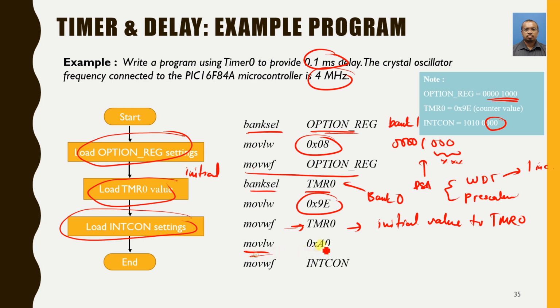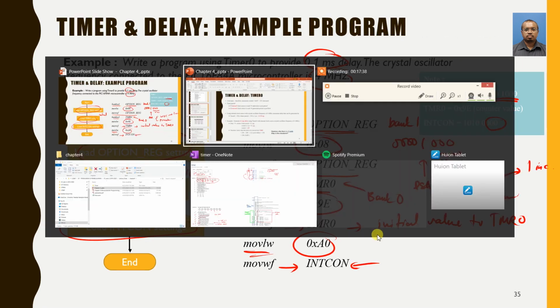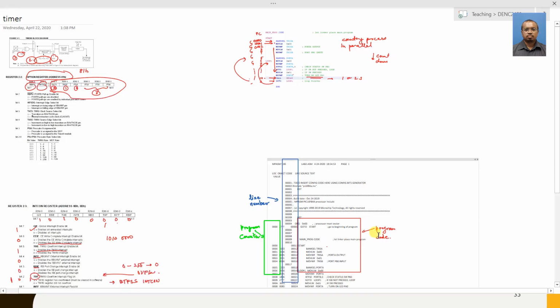And then move LW 0xA0, move WF to INTCON. So INTCON, you have to look into INTCON register. Here, let me see if I have INTCON register. Alright, here.